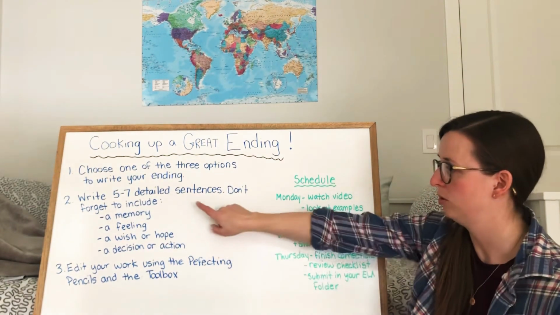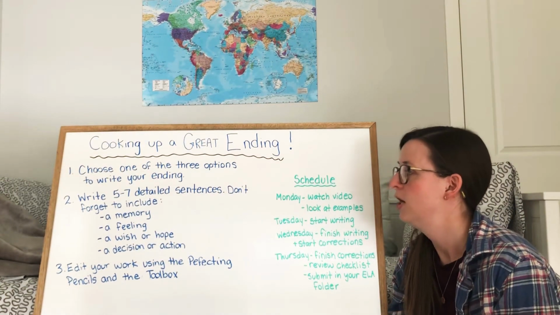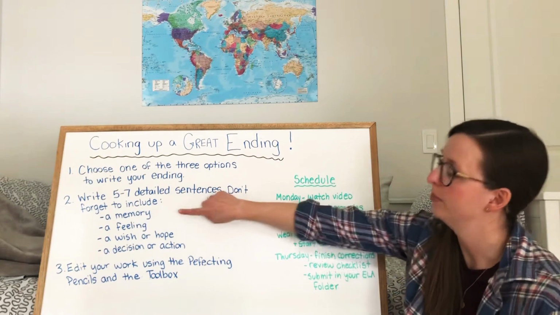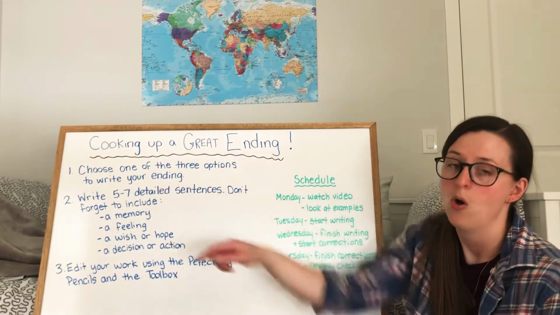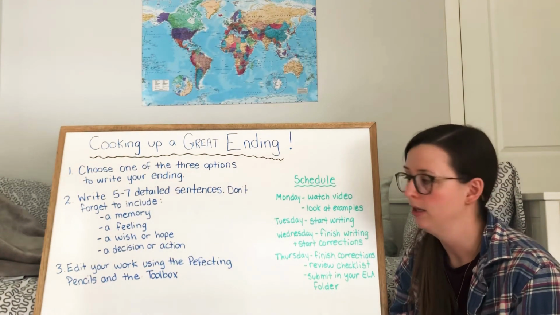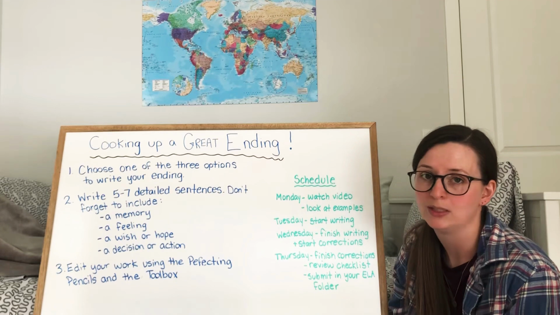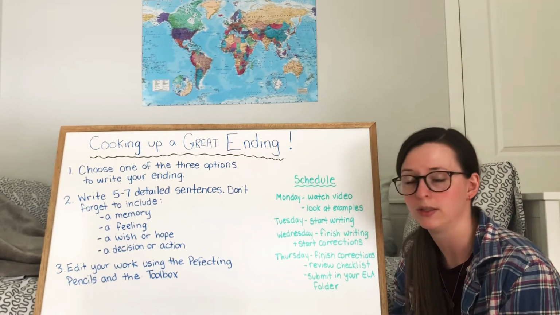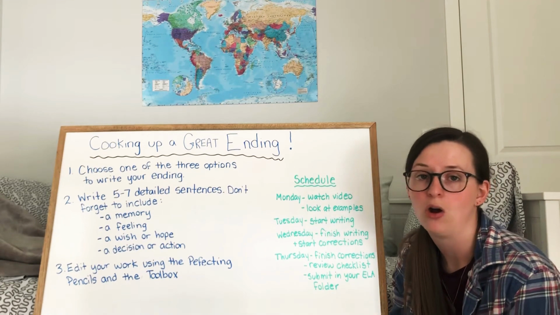Step number 2 is to write between 5 and 7 detailed sentences. Don't forget to include your memory, feeling, wish or hope, decision or action. Once you're done writing, your last step is to edit your work using the perfecting pencils and the toolbox. This is a week-long project, so you don't have to finish it all in one day.